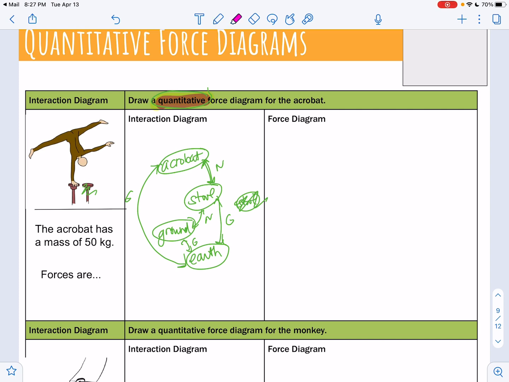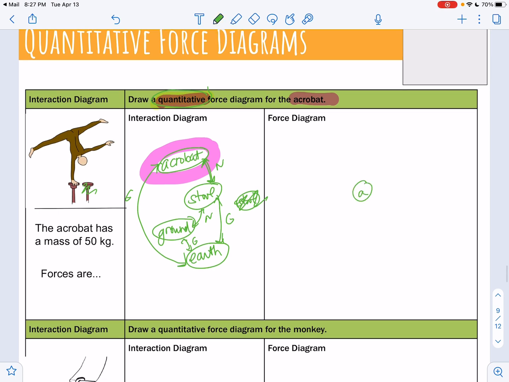I'm looking to do a diagram of the Acrobat. So I can see that the Acrobat has two forces, two interactions, the normal and the gravity. I'm always going to start with the gravity because it's always there and it always points down. Gravity only points down. That's with the Earth, so that's going to be FG. Feeler is the Acrobat. Dealer is the Earth. And I'm going to need a number for that.